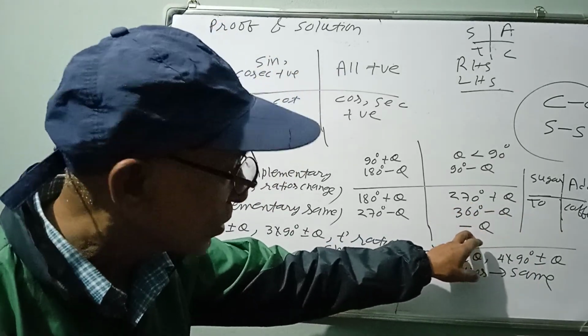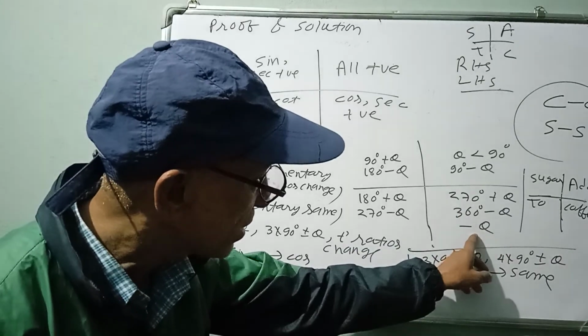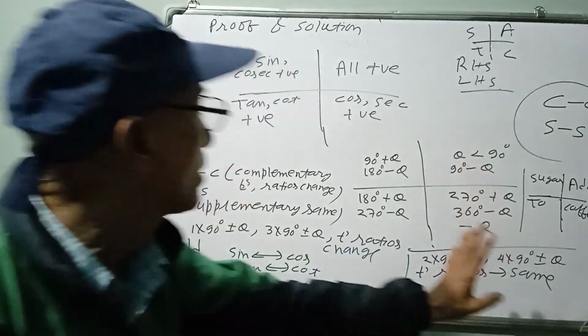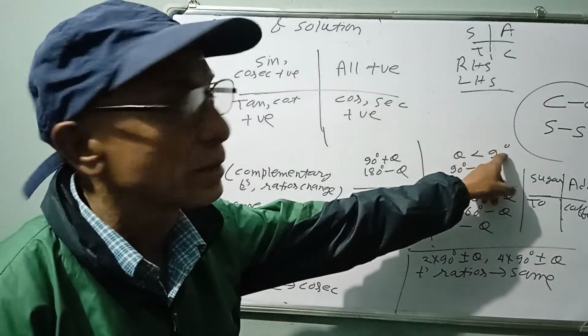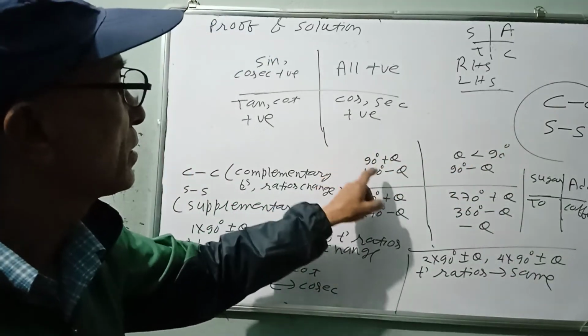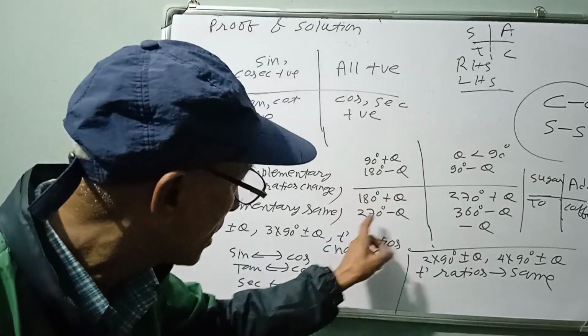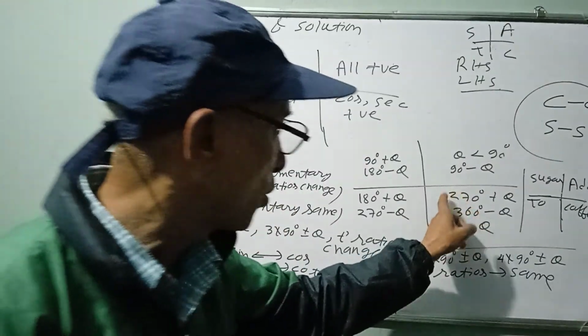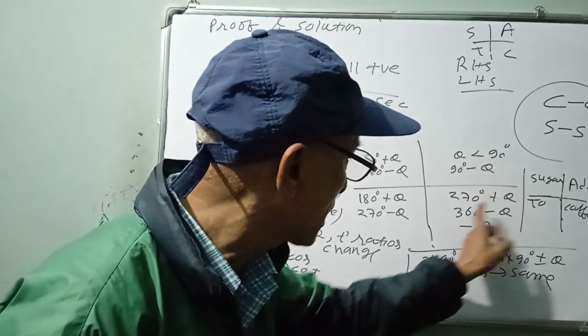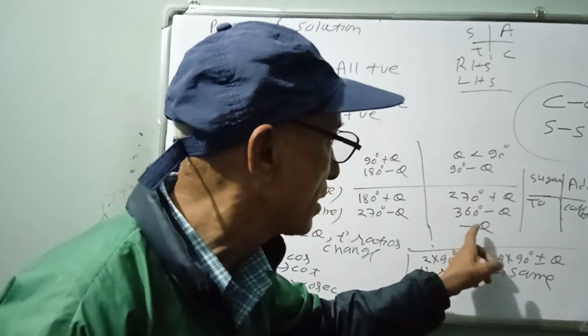Minus theta: cos minus theta is cos theta. Sec minus theta is sec theta. Others all are negative. Theta less than 90, 90 minus theta, 90 plus theta, 180 minus theta: second quadrant. Third quadrant: 180 plus and 270 degree minus. Fourth quadrant: 270 degree plus theta, 360 degree minus theta and theta.